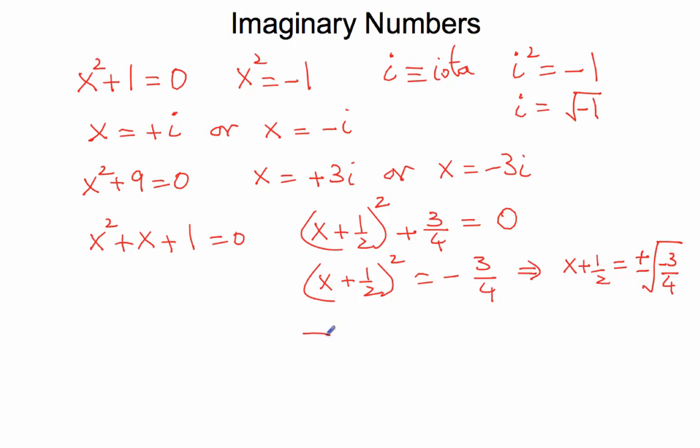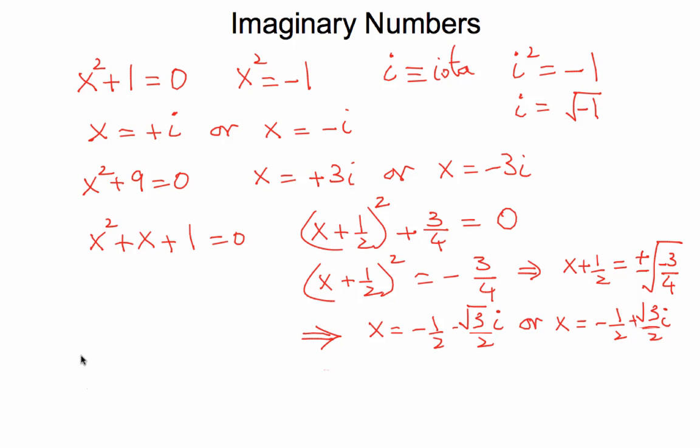And so from here we get two possible solutions. x is minus a half minus square root of 3 over 2 i, or x is minus a half plus square root of 3 over 2 i. And so using this symbol i or iota, we're able to solve this.